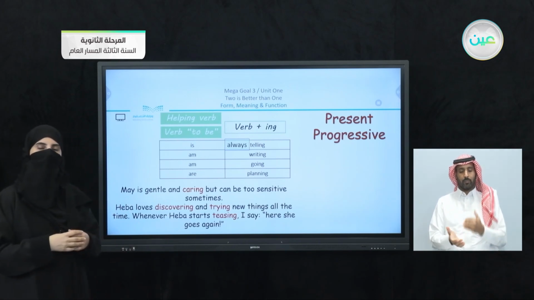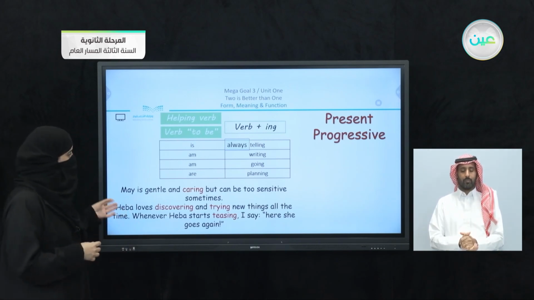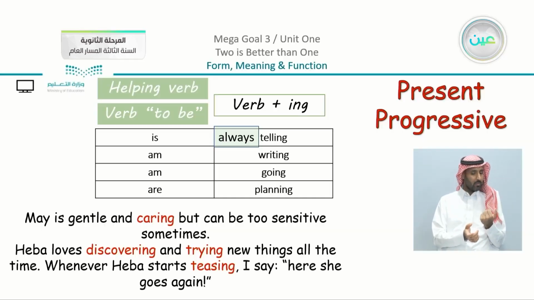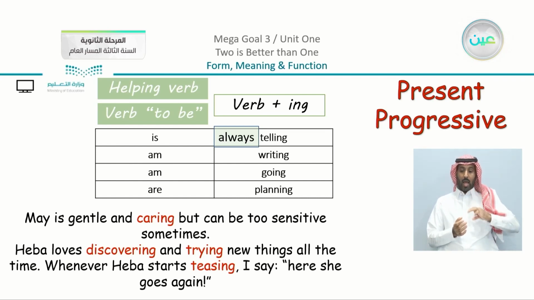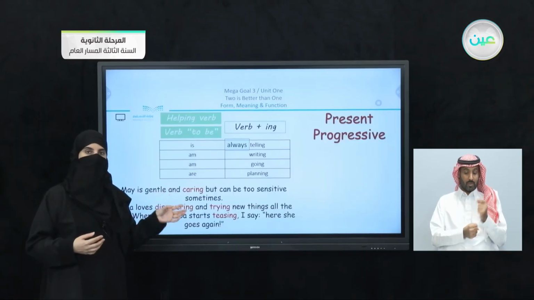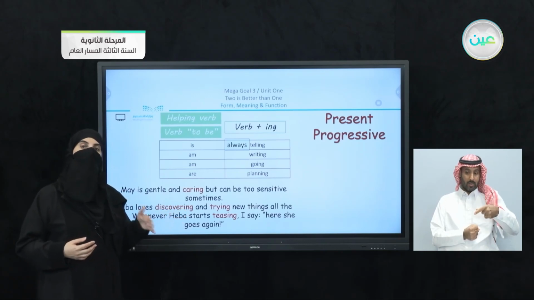You can see that there are these words that we are going to talk about in the next few parts. Now, going back to the words that I underlined in the black line, we said May is gentle and caring. Also, Hiba loves discovering and trying. What does she like to do? She loves discovering and trying new things. And we have here, Hiba starts teasing. Now we have here, she starts. What does she start to do? She starts teasing.